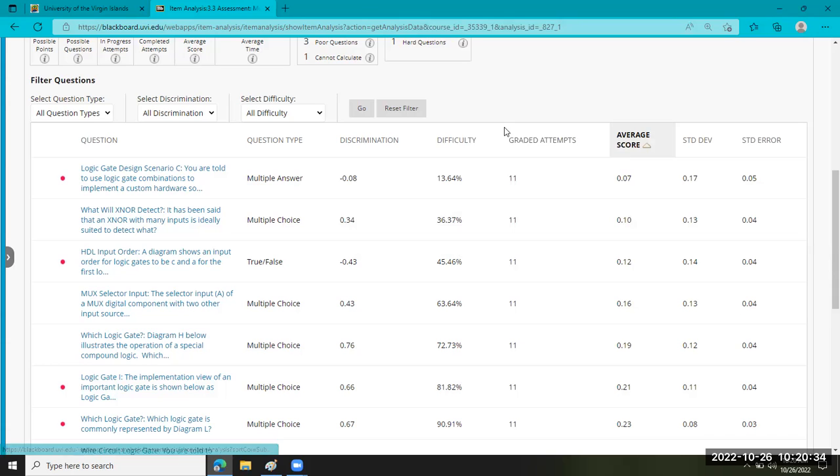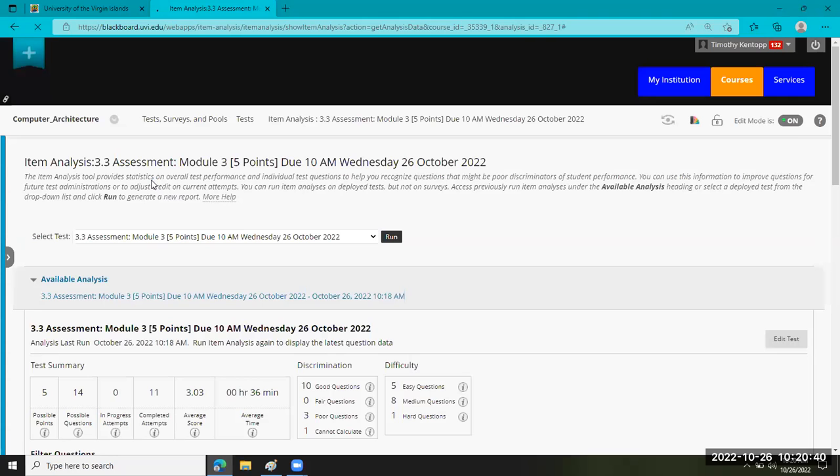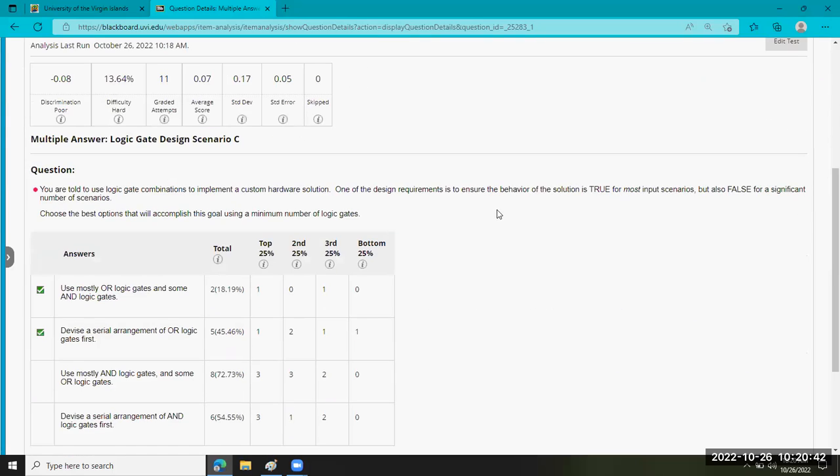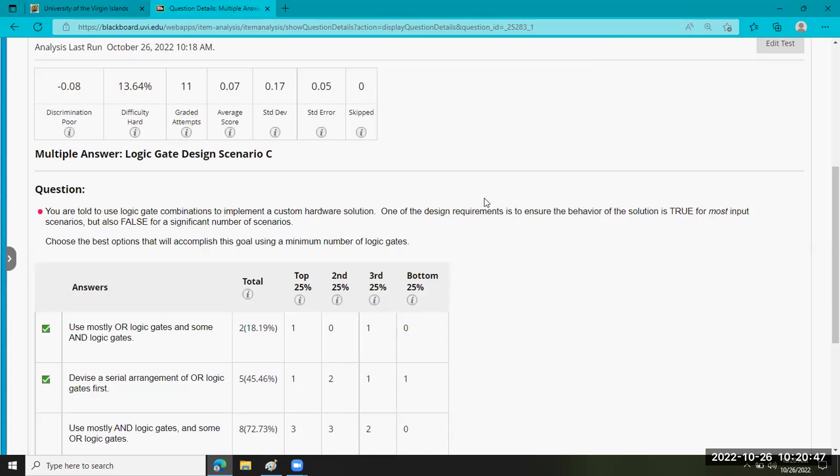Does anyone have any questions before we begin? Hearing none, let's make the screen a little bigger. Can everybody see the screen?